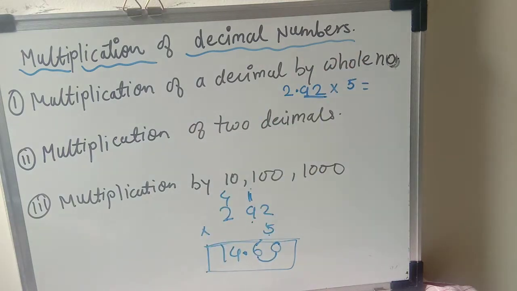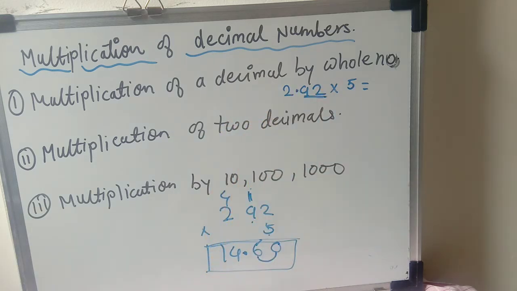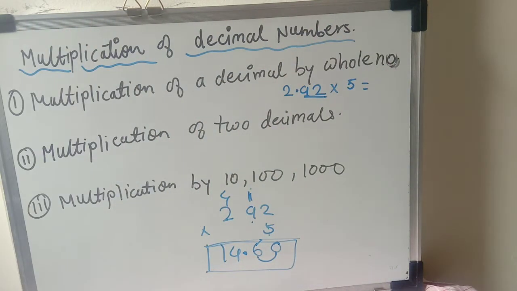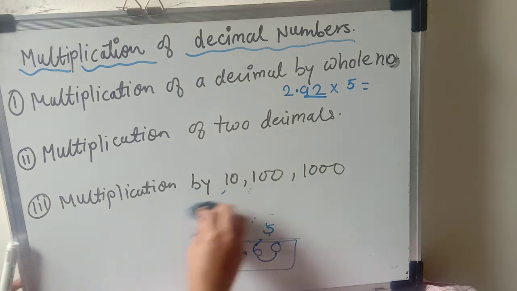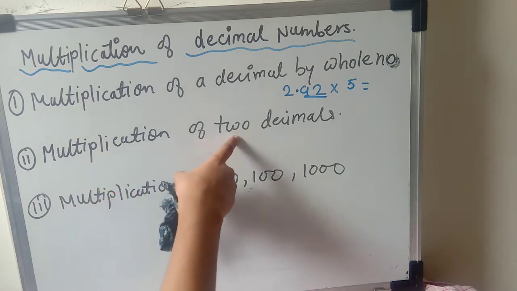Any decimal number, if you are multiplying, multiply as a whole number and then put the decimal where you have to. In the decimal number you have to see how many places there are after the decimal. Count those places from the right and then put the decimal. I hope you have understood what I have said right now. Now let's see how to multiply two decimal numbers.